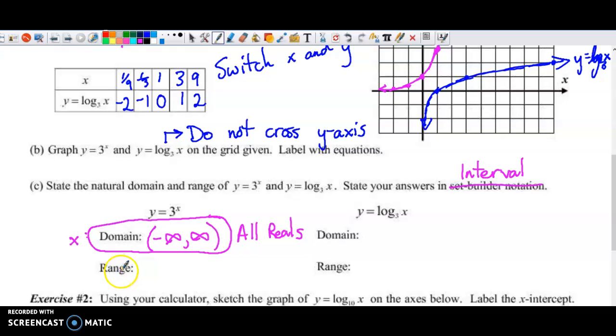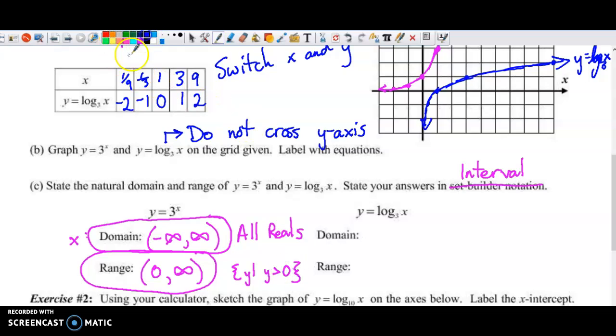Now, the range, if we go back to the exponential function, we could only get positive answers. Even for negative exponents, we got positive answers for the y values. Now in set builder notation, that one's actually pretty easy to do, that we could write y, values for y that satisfy that y is greater than 0.